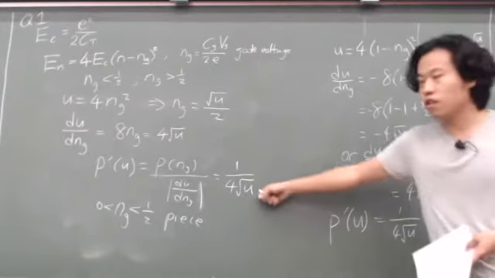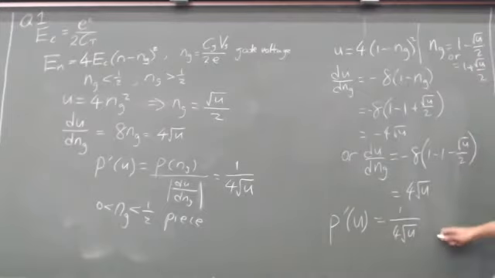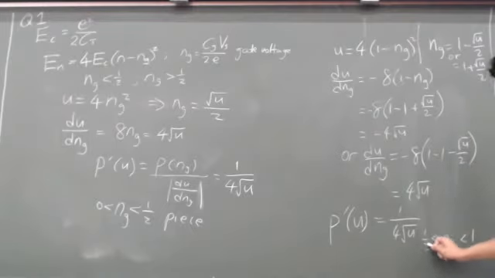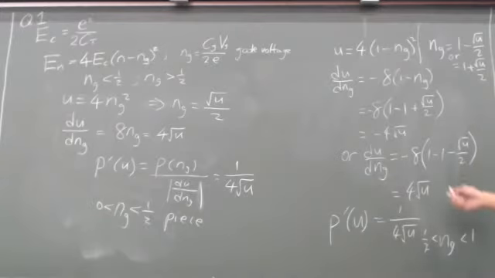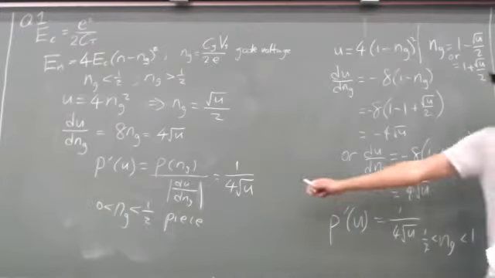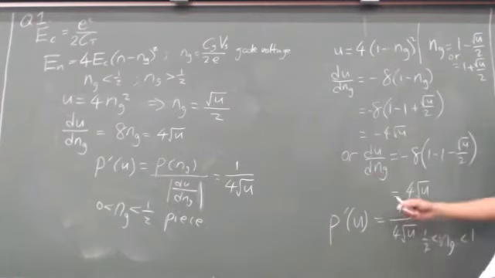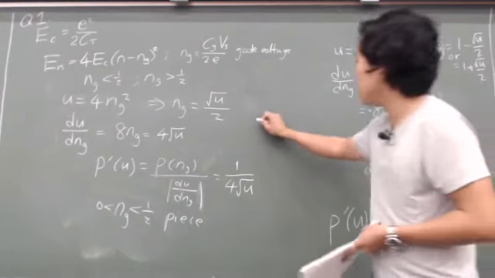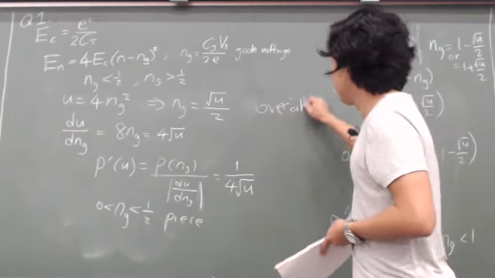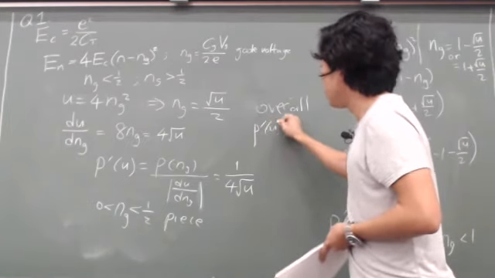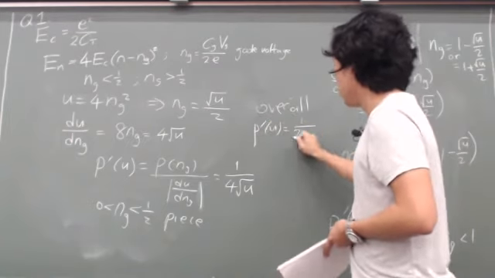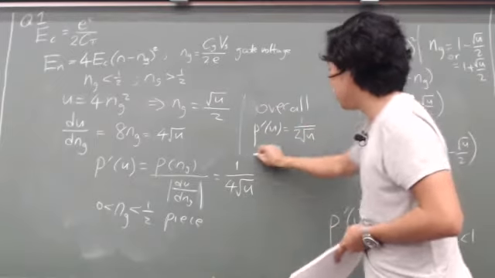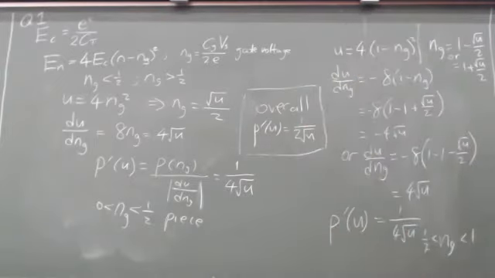So these contribute identically, whether ng is between a half and 1, or between 0 and a half. And so what that means is that for the entire probability distribution, you have two contributions that are identical. So the overall contribution is just doubled. So overall, P prime of U is equal to 1 over 2 root U. So this is the total contribution.